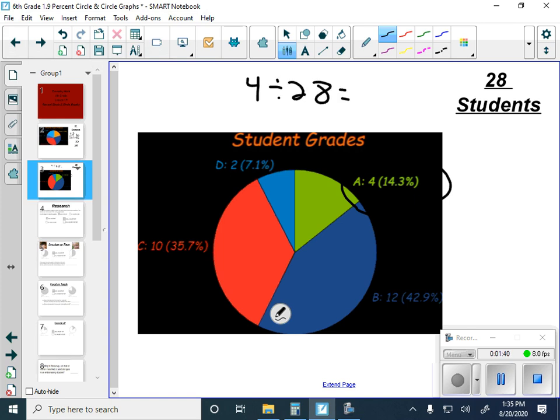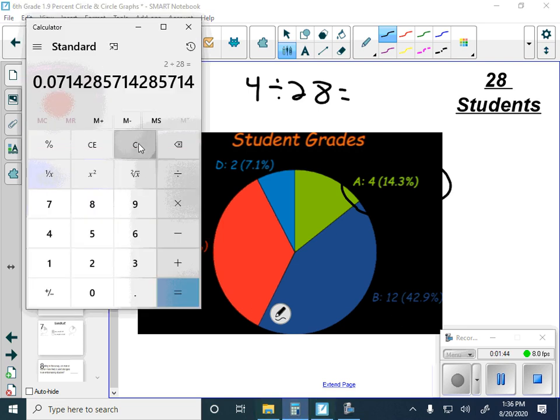Let's see if they get 0.14. Let's try it here. 4 divided by 28 equals 0.14, which would be about 14%. This 2 rounds up to a 3 because of this 5. Let's keep moving on here.